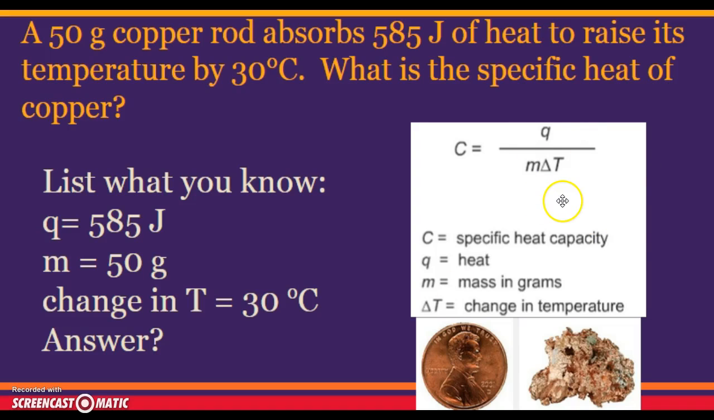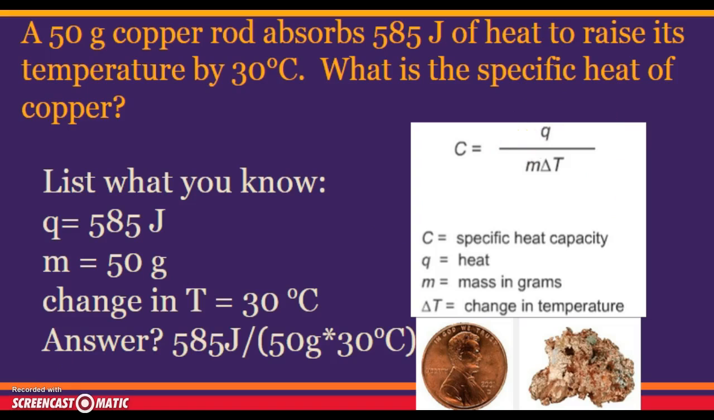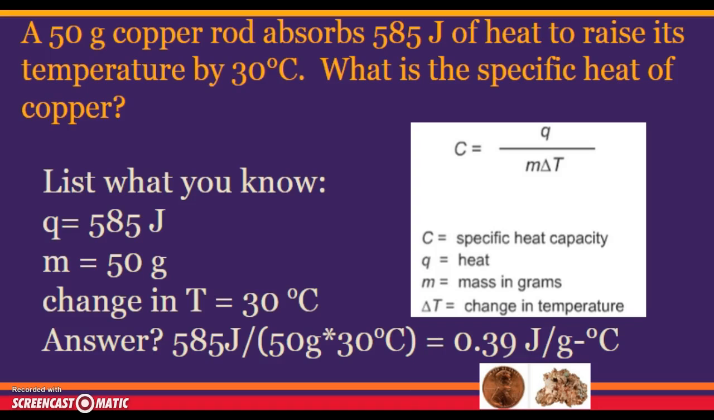So hit pause. Put it in your calculator. What do you get? This is what you should have put in your calculator. And your answer should be 0.39 joules per gram degree Celsius.